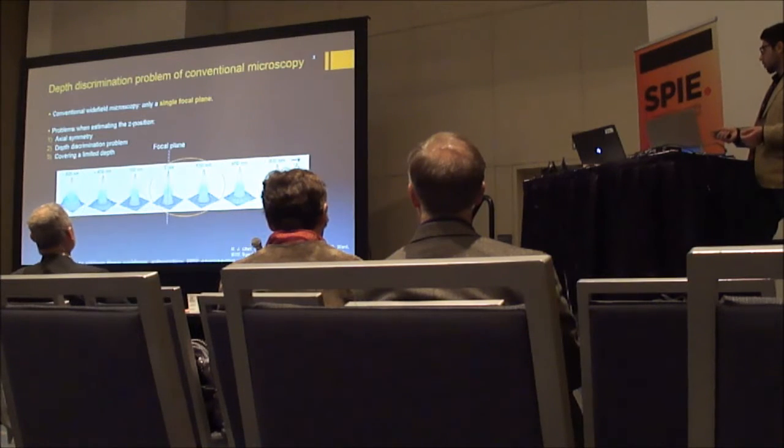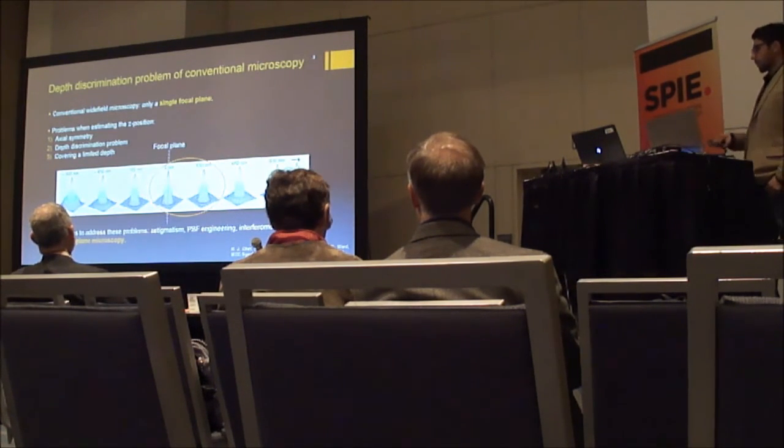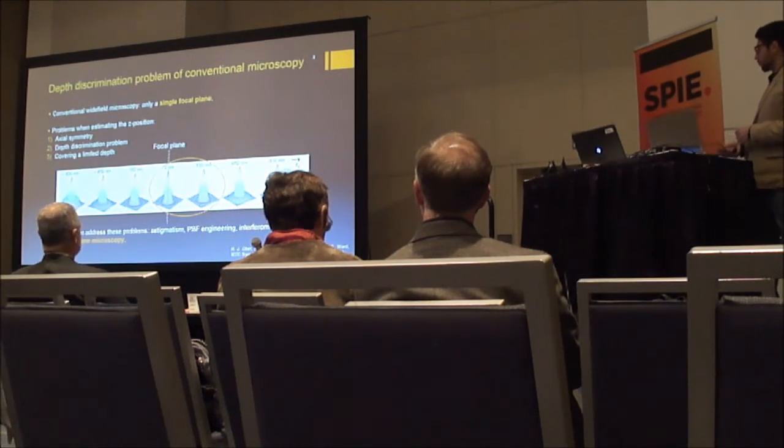Now the second problem, which is more important, is the depth discrimination problem, as shown in this part. As you can see, when the single molecule is close to the plane of focus, for example, at 150 nanometers, its image profile is very similar to the image profile when it's at the plane of focus. So for this region, we cannot estimate the Z location accurately.